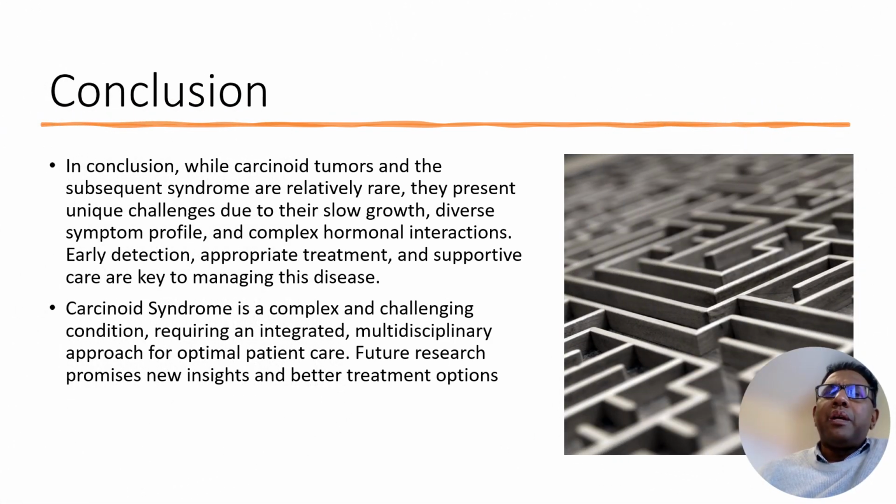In conclusion, while carcinoid tumors and the subsequent syndrome are relatively rare, they present unique challenges due to their slow growth rate, diverse symptom profile, and complex hormonal interactions. Early detection, appropriate therapy, and supportive care are key to managing this disease. Remember, carcinoid syndrome is a complex and challenging condition requiring an integrated, multidisciplinary approach for optimal patient care. Future research promises new insights and better treatment options.